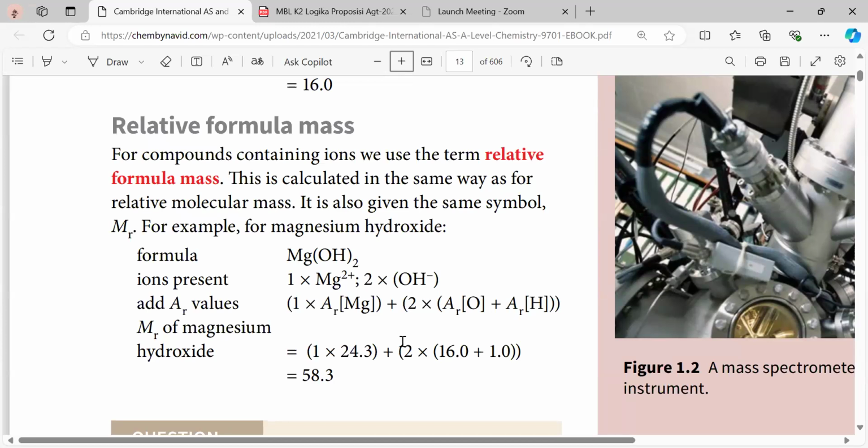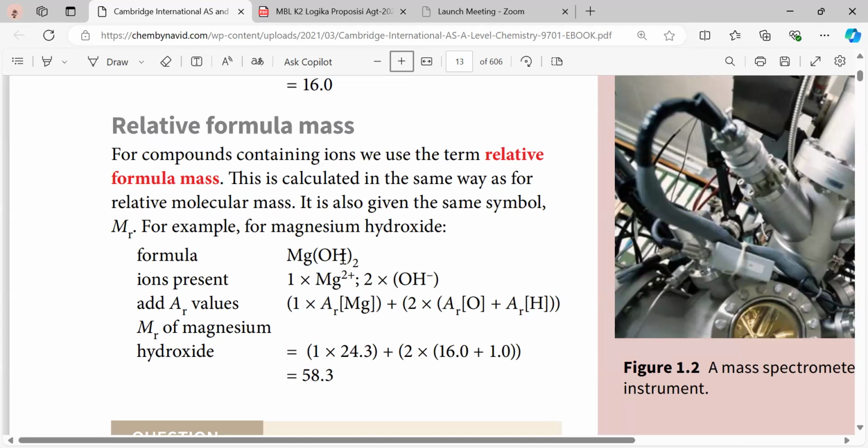Based on the periodic table that I'm showing right now, you can see that the mass of Mg, or magnesium, is 24.3. There are no numbers around Mg right here. When there is no number, that means it is only one. So we times 24.3 by one, and we still have 24.3.